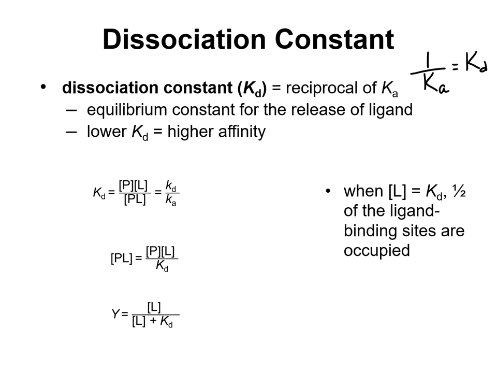Now let's say that you've set up an experiment and you've got a really small amount of your protein, big amount of ligand. You're going through and you're doing your experiment. You're changing the amount of ligand. When you eventually plot all of your data, you're going to find a point where the concentration of L is equal to the capital Kd. And what that means is that half of the ligand binding sites are occupied. I'm going to show you what that looks like.